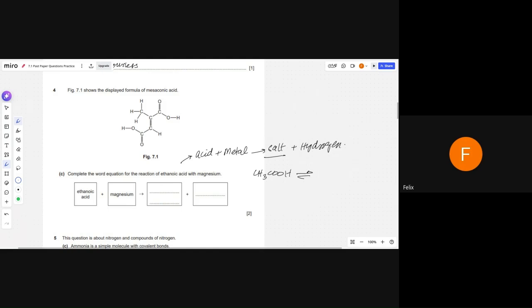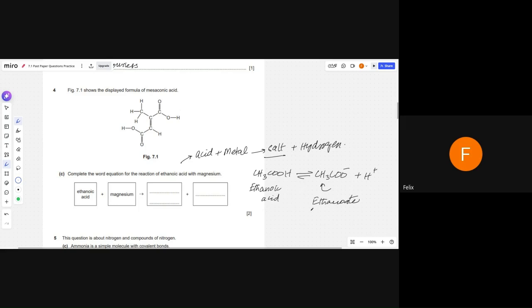So when ethanoic acid dissociates, it changes into CH3COO negative and H plus. So this ion is called ethanoate. If you have ethanoic acid, the ion that will be produced will be ethanoate. And if you start with methanoic acid, then it will be methanoate. If you start with propanoic acid with three carbon atoms, the ion will be propanoate, right?